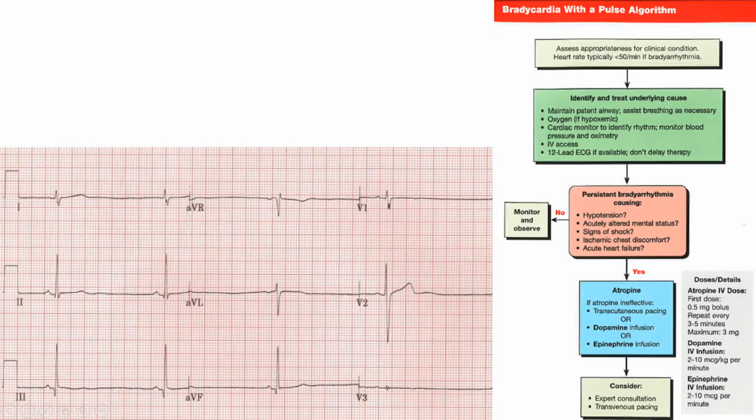All right, so now that you've identified and treated the underlying causes, and they've got oxygen and monitors and all these things set up, now you want to consider the persistent bradyarrhythmia. So you've gotten rid of these possible causes, or maybe there wasn't any. You want to think, well, is there hypotension? Is there acutely altered mental status? Are there any signs of shock? Is this ischemic chest discomfort? Any acute heart failure? All these things could be associated with problems that would cause bradyarrhythmia.